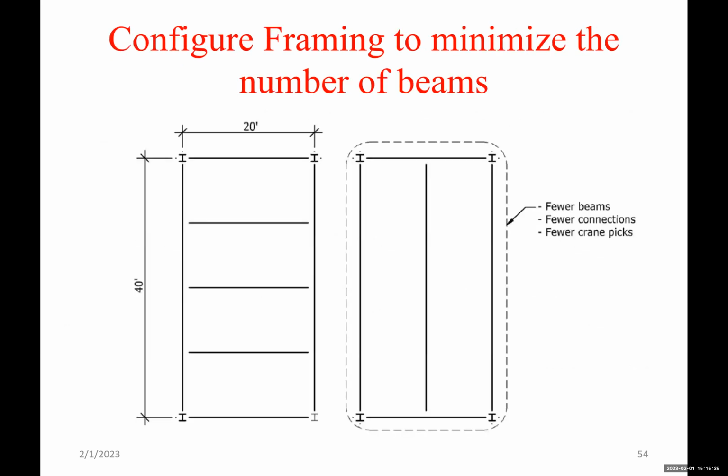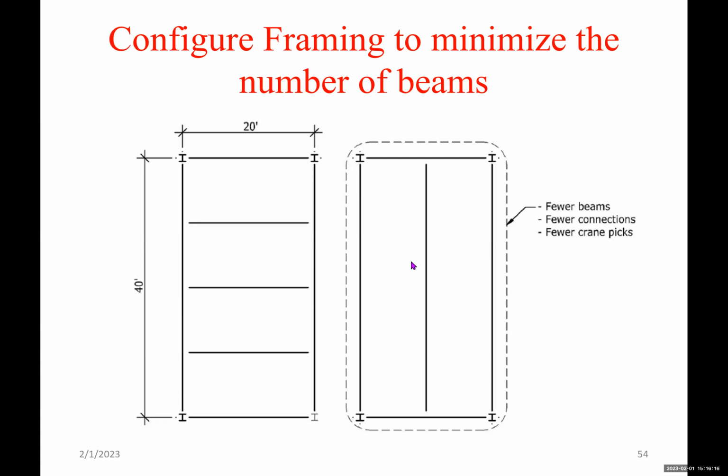Configure framing to minimize the number of beams. Here we have the same shape. Look at the two configurations. The one on the left, we used girders in the long direction, beams in the short direction. That's opposite to the rule. Typically we have the girders in the short direction, the beams in the long direction. And that's what we have here. So see, we reduce the number of pieces per the rule that we discussed at the beginning, okay?